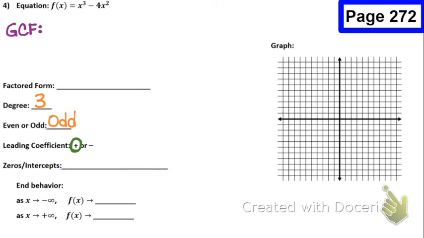GCF can be numbers or variables. This is anything they have in common. What's the biggest thing that both of these have in common? They both have an x squared in them. So I'm going to take an x squared out of both pieces. So I have f of x equals, I bring that x squared out to the front. What would that leave me with? X minus 4.